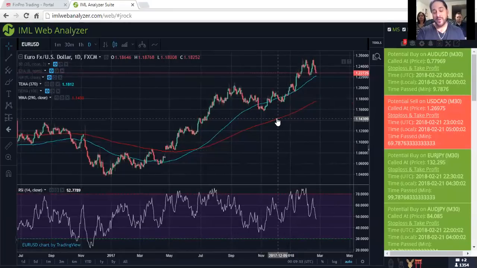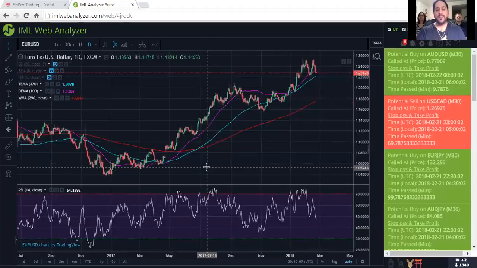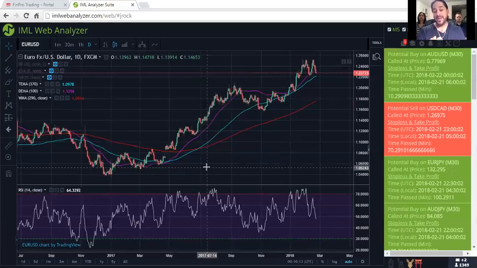So the 200 moving average would take 200 candles. The 100 would take the last 100 candles. The 50 would take the last 50 candles, and so on and so forth. Moving averages are basically the average of the closing price of the last number of candles based on that moving average number. That's all it is.